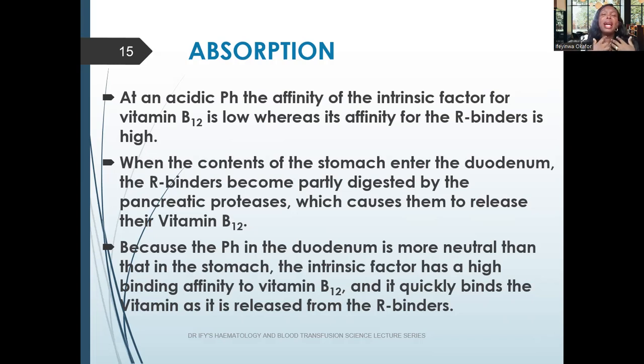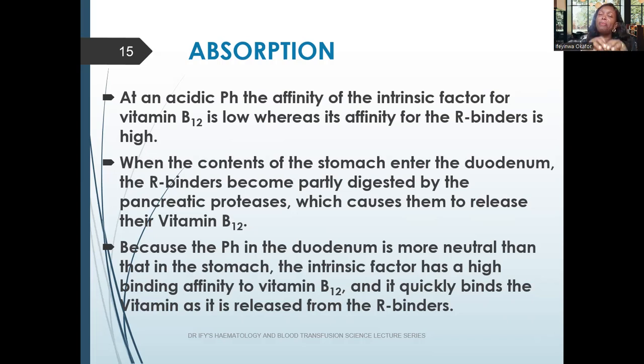So by the time the R-binder B12 complex gets to the small intestine, the intrinsic factor is already there. Now, at an acidic pH, the affinity of the intrinsic factor for B12 is low, whereas its affinity for the R binder is high. Therefore, even though the intrinsic factor is produced in the stomach, it cannot bind B12 directly in the stomach because of the low pH of the stomach. It is highly acidic. Therefore, the acidic nature of the stomach favors B12 binding to R binders.